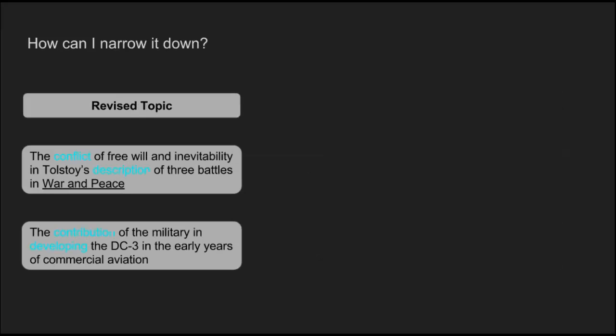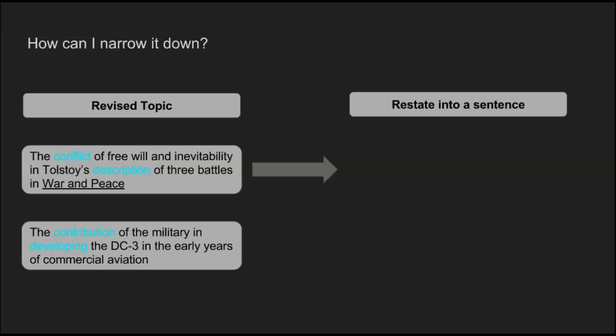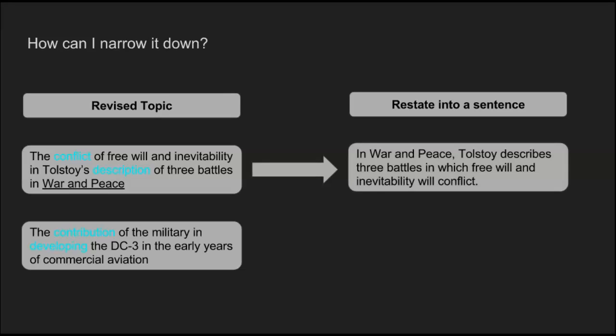Okay? So again, let's test it to see if it could turn into a sentence. And what can we do with that sentence? Let's take a look. So, conflict of free will and inevitability in Tolstoy's description of three battles in War and Peace becomes, in War and Peace, Tolstoy describes three battles in which free will and inevitability will conflict. So now you've got something to work with. All right, something you're going to talk about describing, and then you're going to talk about conflict.